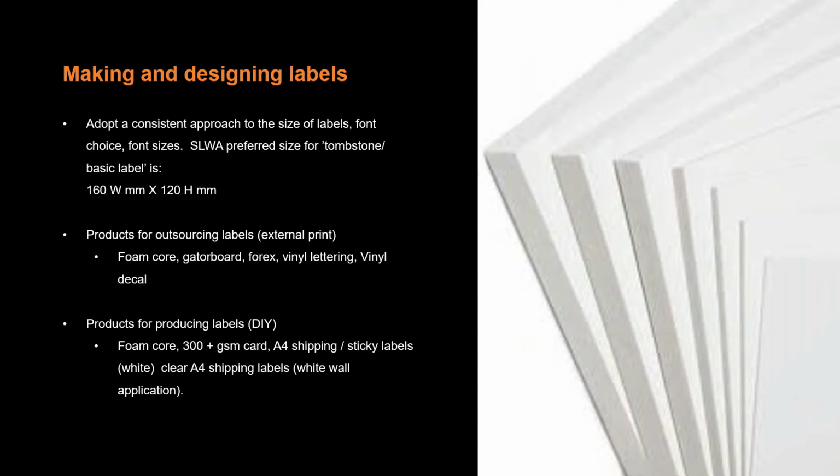So generally, I find that I often outsource the printing of labels, which is obviously a cost, but it's about weighing up the cost. If I was to cut all my own labels, they probably wouldn't be straight, number one, and it might take me 3 hours, depending on how many there were to do. So it's about weighing up the different types of costs. So if outsourcing, I'd be looking at products such as foam core, gator board, 4X, vinyl lettering, or vinyl decal.